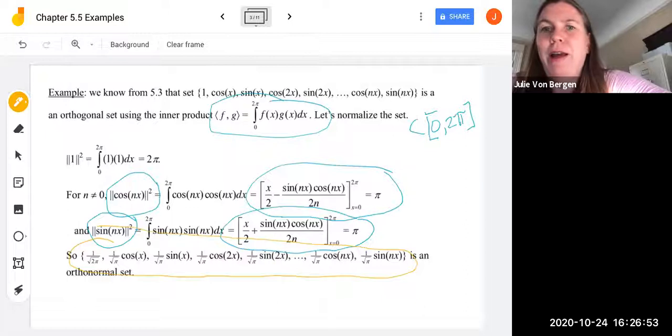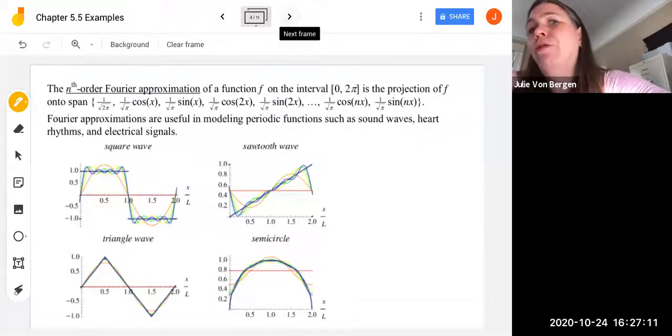So these all are orthogonal vectors to one another, and then they have length 1 now, so they're unit vectors. So we've normalized the set, and we're here on the set of continuous functions from 0 to 2 pi. So the nth order Fourier approximation of a function f on the interval 0 to 2 pi is a projection of f onto the span of this orthonormal basis we've set up. Fourier approximations are useful in modeling periodic functions, such as sound waves, heart rhythms, and electrical signals.